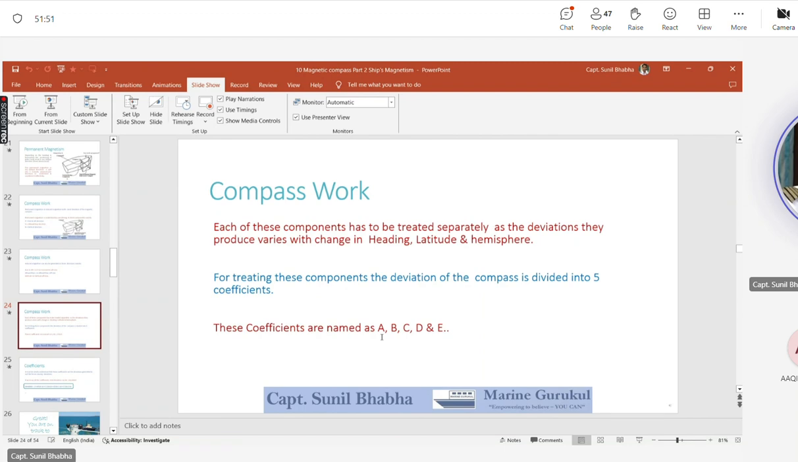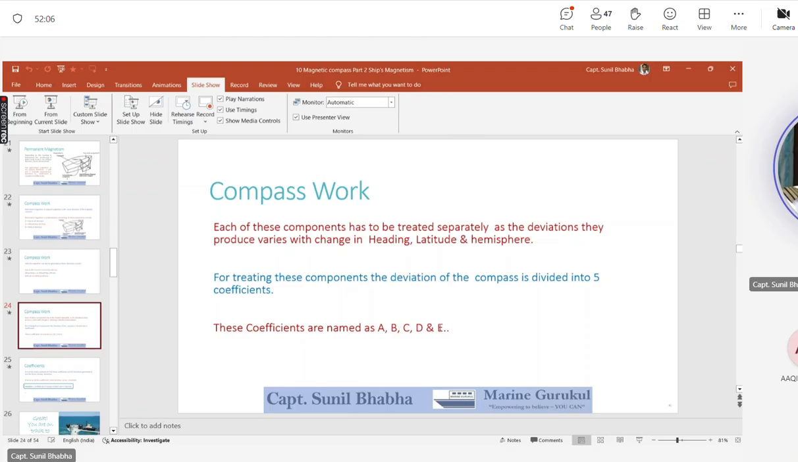There could be some amount of deviation which only generates when the ship is on north or south headings. That falls under coefficient B. There could be a deviation which is generated when the ship is on an easterly or westerly heading. That falls under coefficient C.